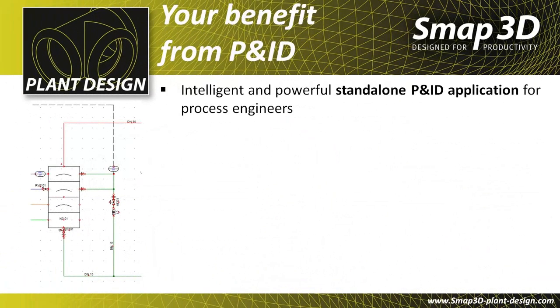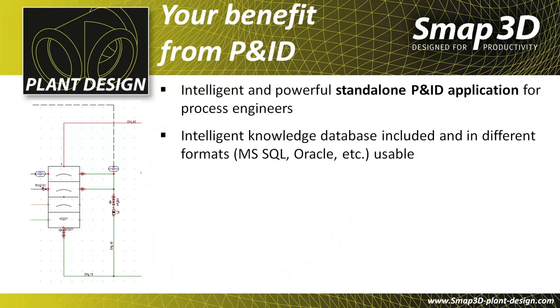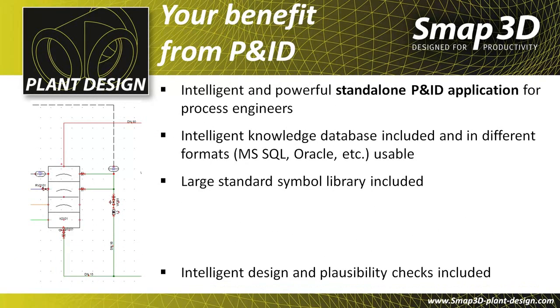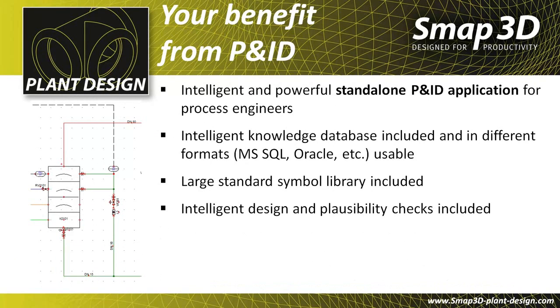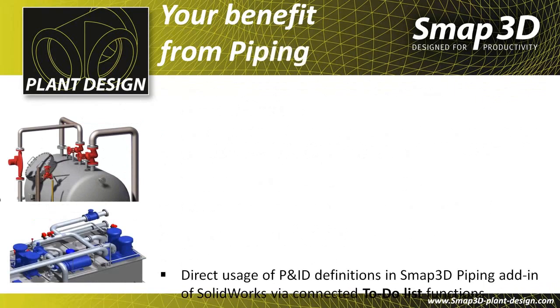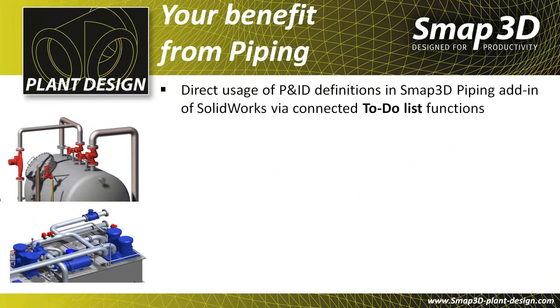The Smap 3D P&ID is an intelligent and powerful standalone application for process engineers. An intelligent database and a large standard library are included. Intelligent design and plausibility checks, as well as a report generator, are also included as base functionality of the Smap 3D P&ID software.